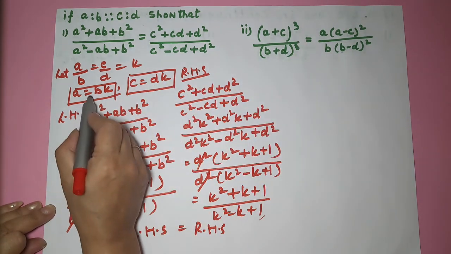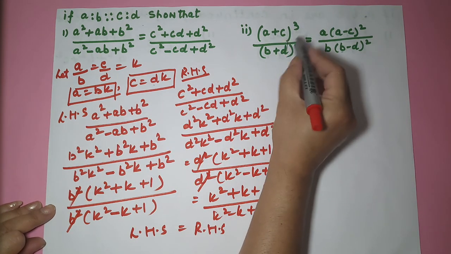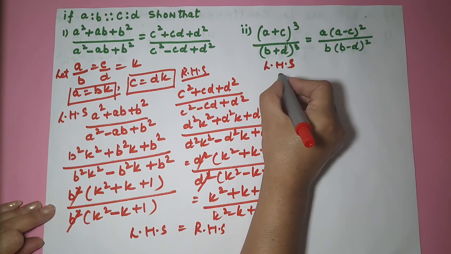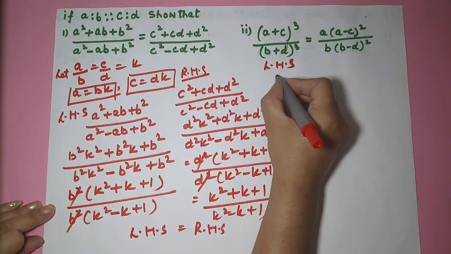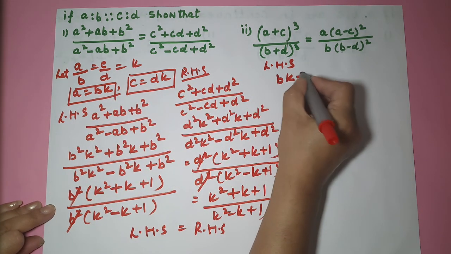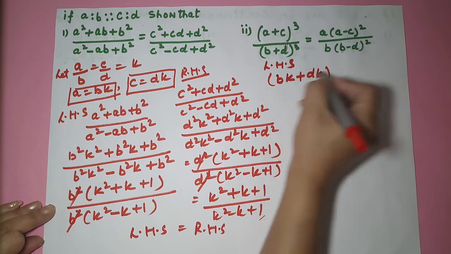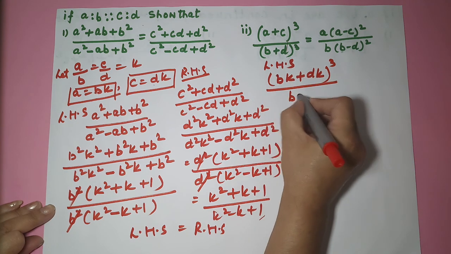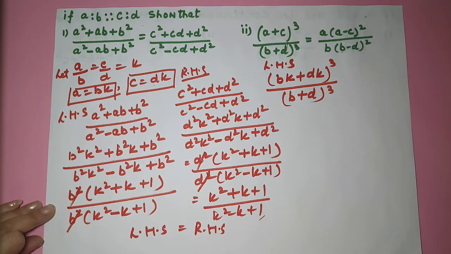Now this applies to this also. So this is my left hand side. Let me take the left hand side and substitute the values. I have a, I can replace that by bk. I have c, I can replace that by dk. And there is whole cube outside. And then b plus d, I don't have to replace them. I have to only change a and c.